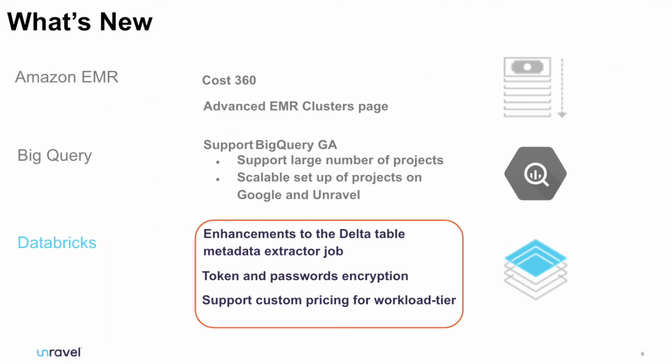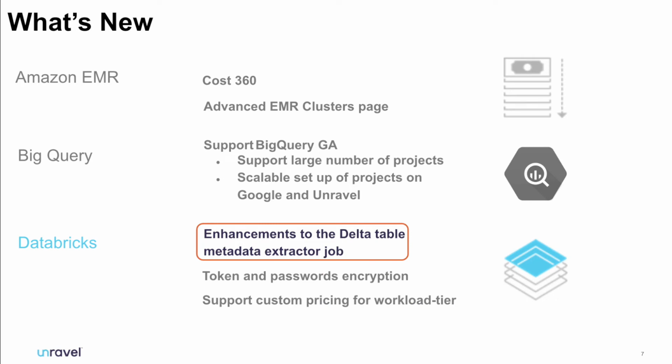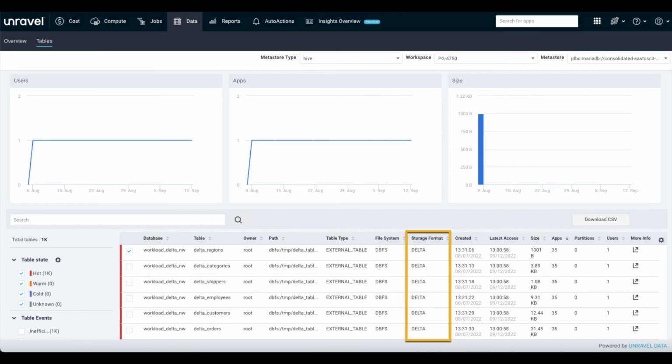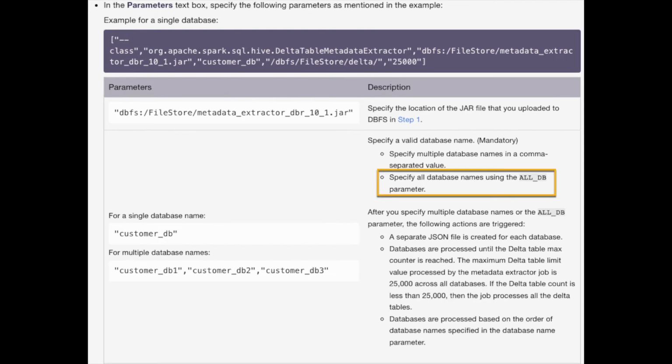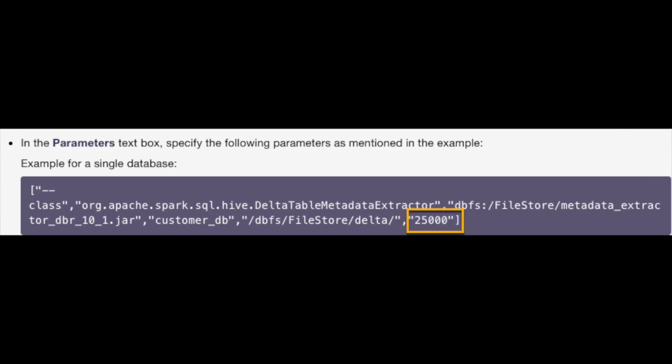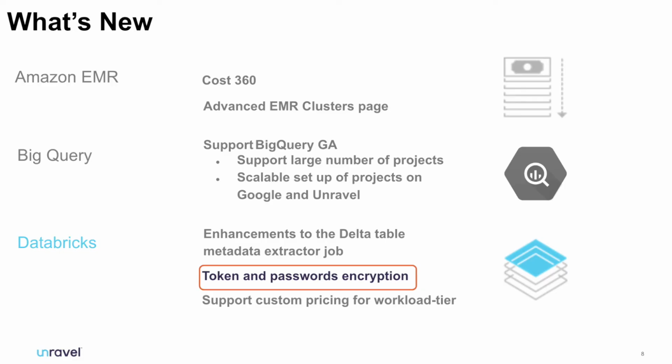Now, let's talk about enhancements provided for Databricks. The first enhancement is related to the data page. When scheduling a job to extract metadata from Databricks, you can now specify multiple database names in a comma-separated value. Specify all database names using the AllDB parameter. Extract up to 25,000 Delta Tables metadata in a single job. In terms of security, you can now encrypt passwords and tokens.